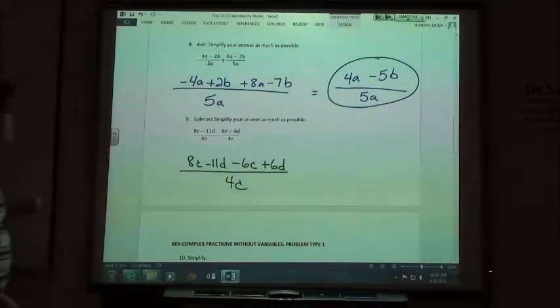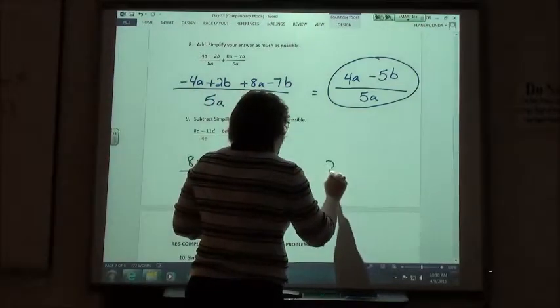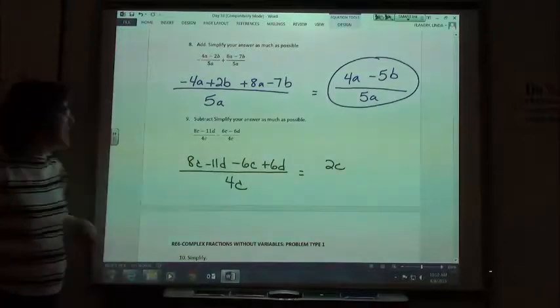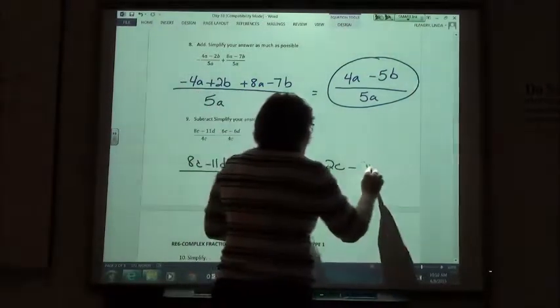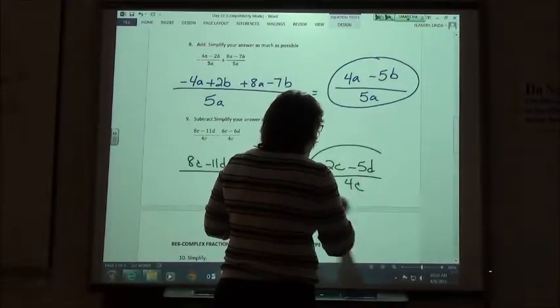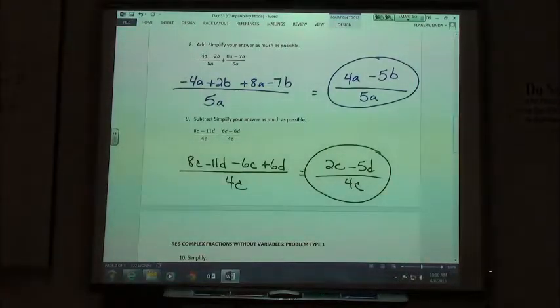Combining my like terms, 8c minus 6c is 2c, negative 11d plus 6d is minus 5d, over my 4c. And again, I can't divide all three terms by the same thing, so I can't simplify that. Every once in a while, they'll throw one in that you can reduce, so you do want to watch for that.